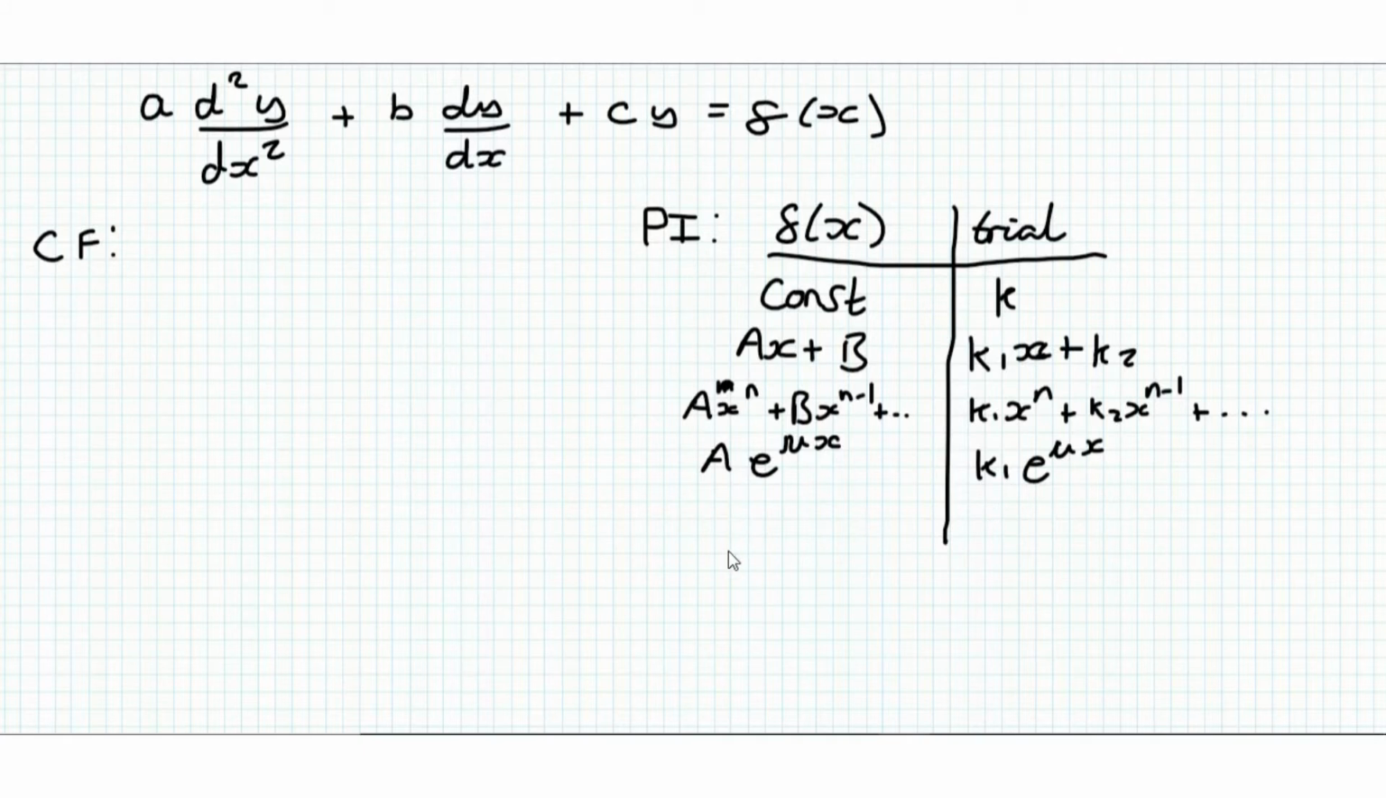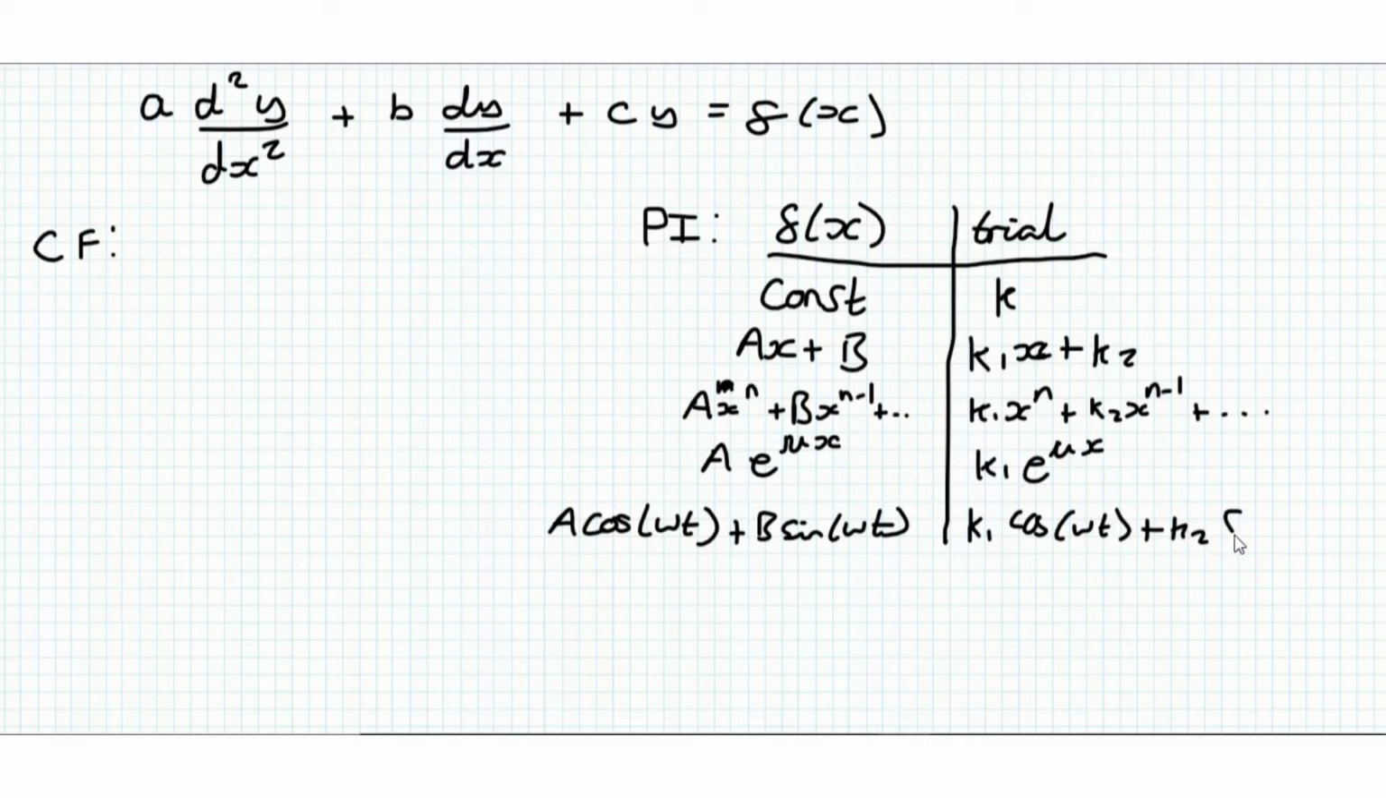So a cos omega t plus b sine omega t, and bear in mind a or b could be 0, so we still try the same thing if we've just got a function of cos or just a function of sine as our f of x. We put k1 cos omega t plus k2 sine omega t. Okay, so that's it essentially for our method. Now we will look at what we're doing for each.